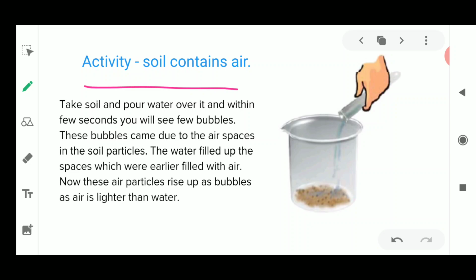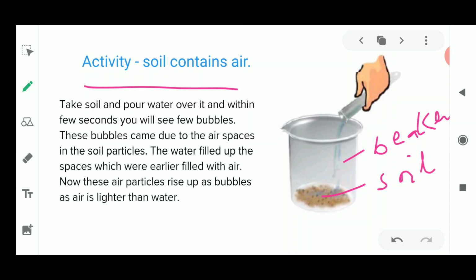Now what do you have to do for this activity? First you have to take a beaker. So this is a beaker, and next these are the soil particles, and some water has to be kept. These three things are required. So before doing this activity, you should all have these things with you.